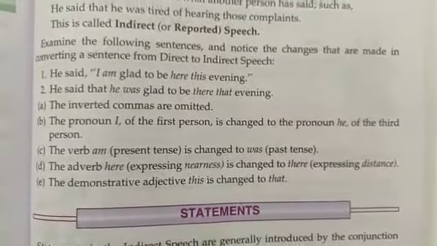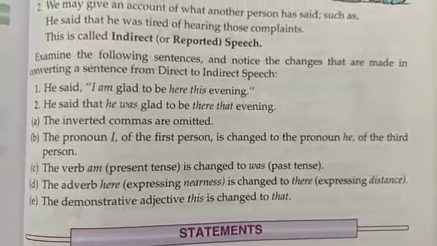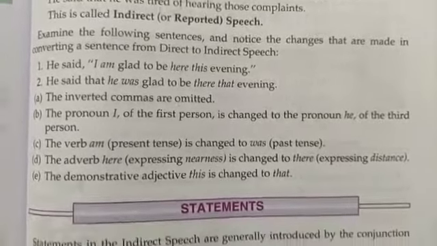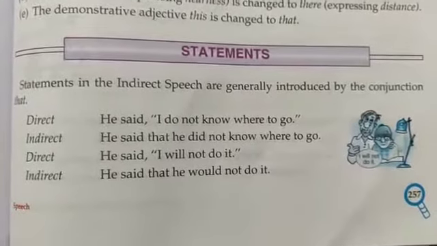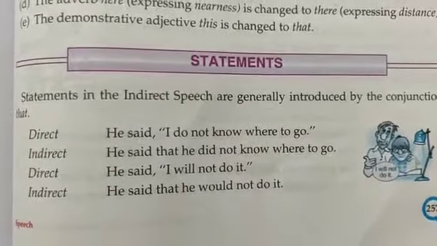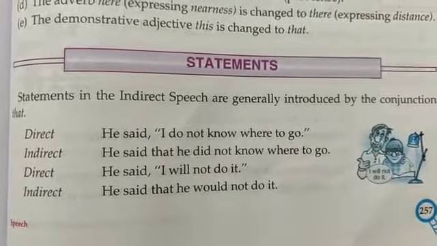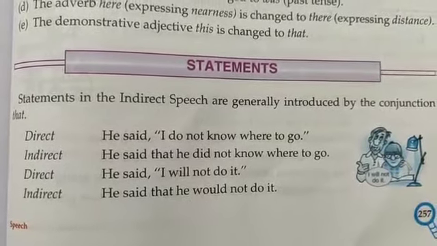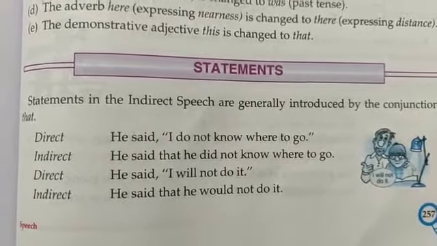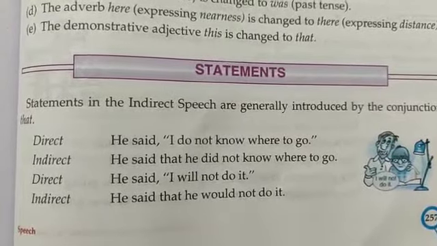So these 5 rules are very important to keep in mind when you are changing a statement from direct to indirect or reported speech. Now let us talk about statements first. Right? Now statements in the indirect speech are generally introduced by the conjunction that. Now direct: he said, "I do not know where to go." Indirect: he said that he did not know where to go.